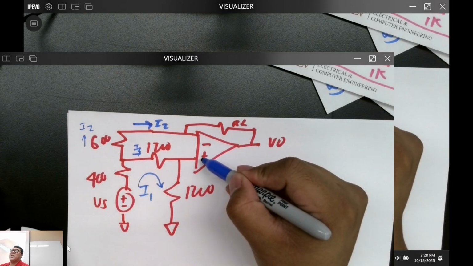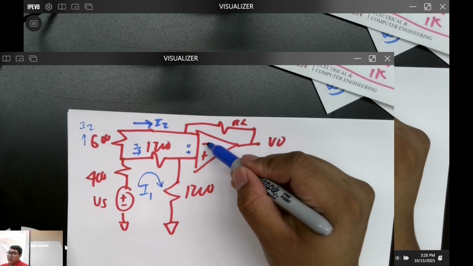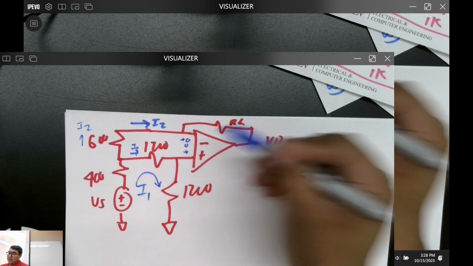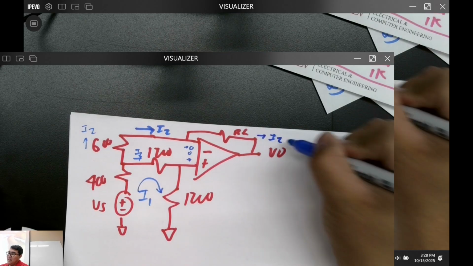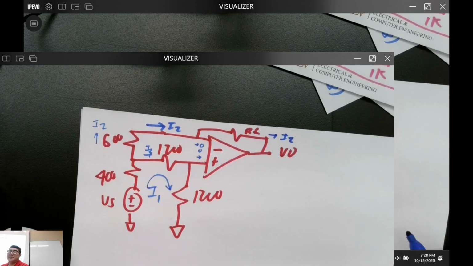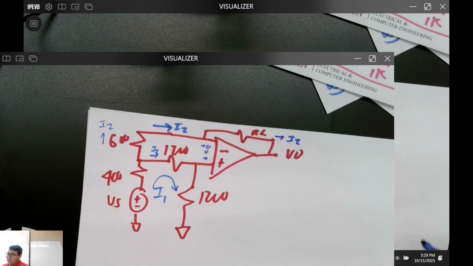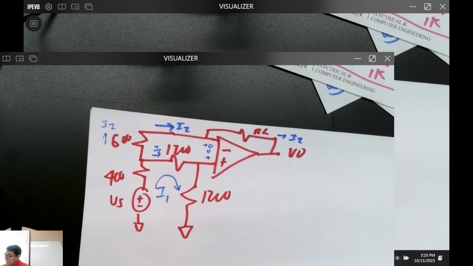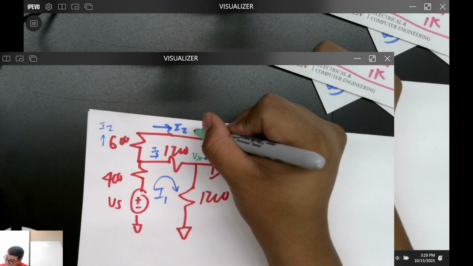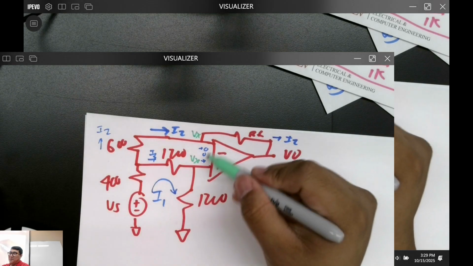What's the current going into this op amp from the plus? What about the current going into the minus? Is that also good? So that means what's the current going into RF? I2, right? Is that good with everybody? So you know what this circuit looks like? I'm going to give you guys a hint. Set this one as VX. And I think I figured it out. Why did I set it to VX? Because the op amp wants the four C's to equal together.